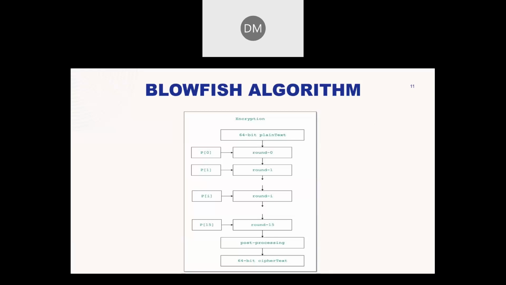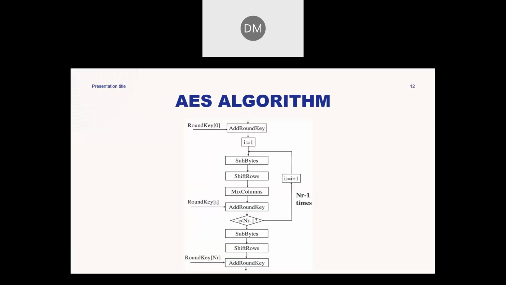After these 16 rounds, there will be a post-processing step, as you can see in the figure. In this step, the first 32 bits will be XORed with P1, and the last 32 bits will be XORed with P0. Whatever result we get from the 64-bit text is considered as the ciphertext from the Blowfish algorithm, and then this ciphertext will be fed as input for the AES algorithm.